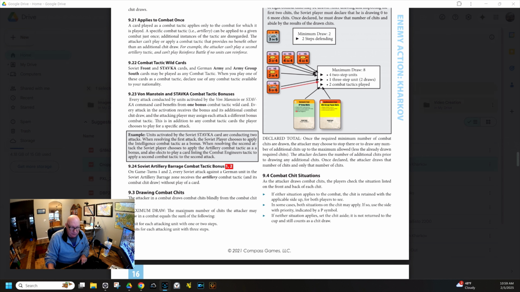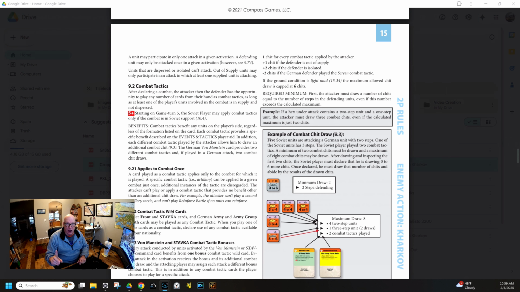Maximum draw. The maximum number of chits the attacker may draw in a combat equals the sum of the following. So they get 1 chit for each attacking unit with 1 or 2 steps. So 1 or 2 step units get 1 chit. 3 step units get 2 chits. You get 1 chit for every combat tactic applied by the attacker. You get +1 chit if the defender is out of supply. You get +2 chits if the defender is isolated. And you get -2 chits if the German defender played the screen combat tactic. If the ground condition is light mud, the maximum allowed chit draw is capped at 6 chits.